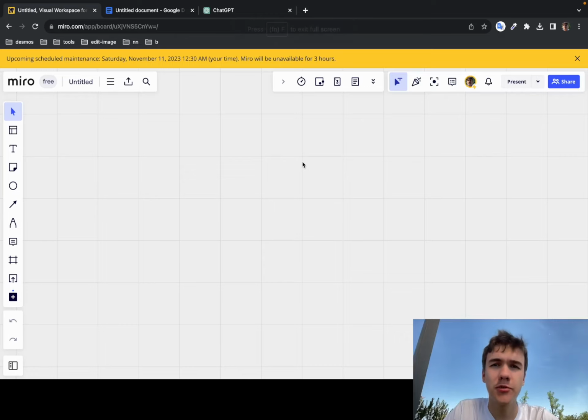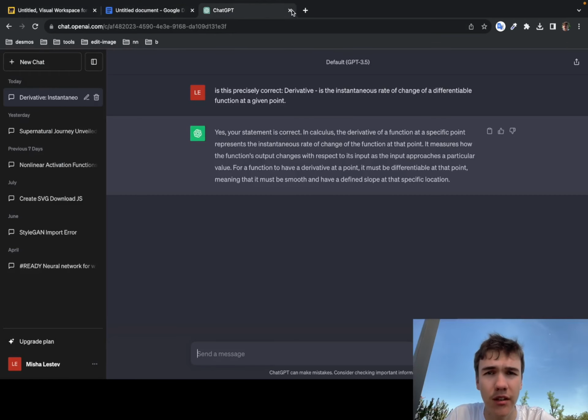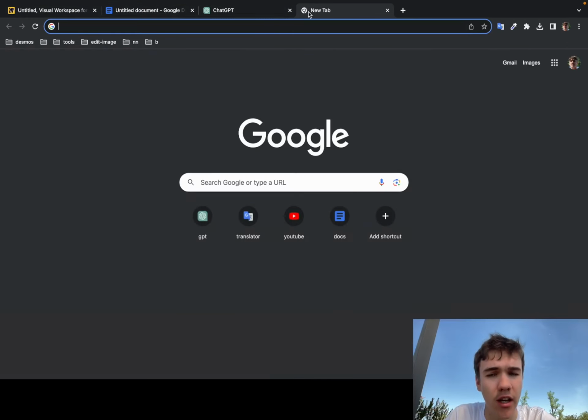Hello everyone, today I'm going to present the topic of derivatives, and let's dive into it. First of all, I'm going to use Miro, secondly Google Docs, then ChatGPT, and lastly Desmos. And actually, let's start with the definition of the derivatives.